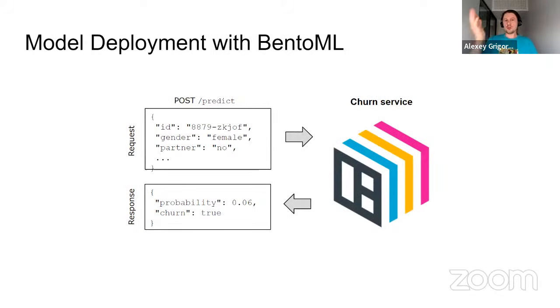And in addition to Flask and Gunicorn and all these things that you will learn about, we will also see how to use a special software for that called BentoML.